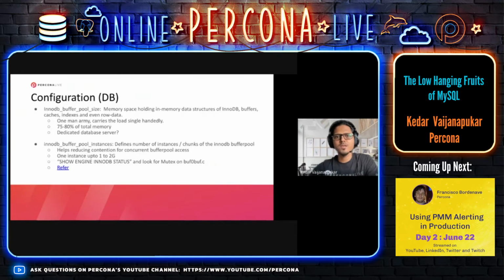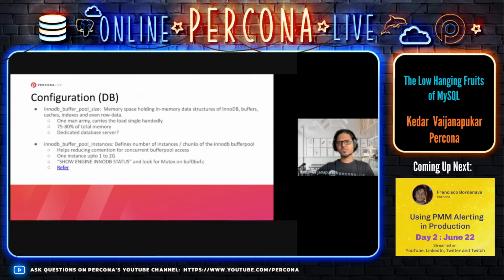So ideally, we allocate 75 to 80% of system memory to the dedicated database server, right? Consider the word dedicated. If the database instance is sharing the server with the application or something else, be careful while you're allocating the memory. Next one is actually a related variable, which is innodb_buffer_pool_instances.